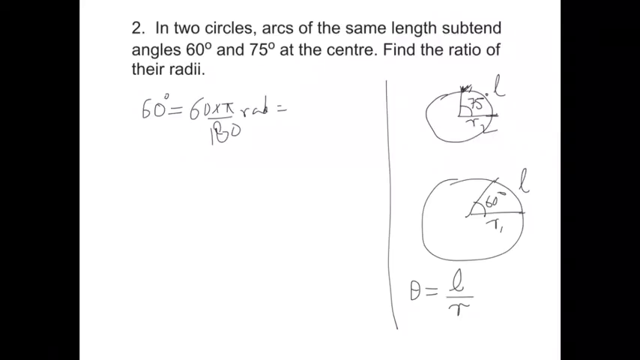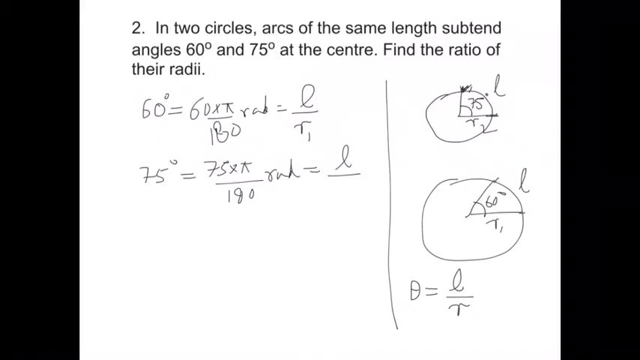that is equal to the length of the arc L divided by the radius of the first circle, which is R1. That's our first equation. And in the second circle, the angle subtended is 75 degrees, so that becomes 75 into pi by 180 radians, which is equal to the length of the arc, which is the same as in the first case, divided by the radius R2 of the second circle. This is our second equation.